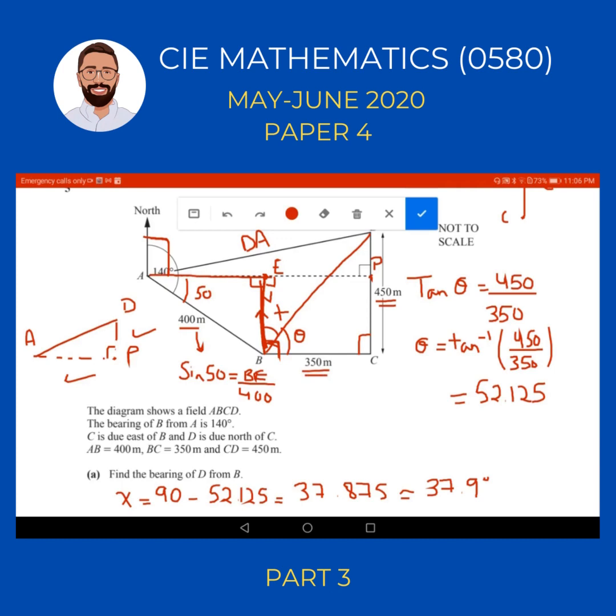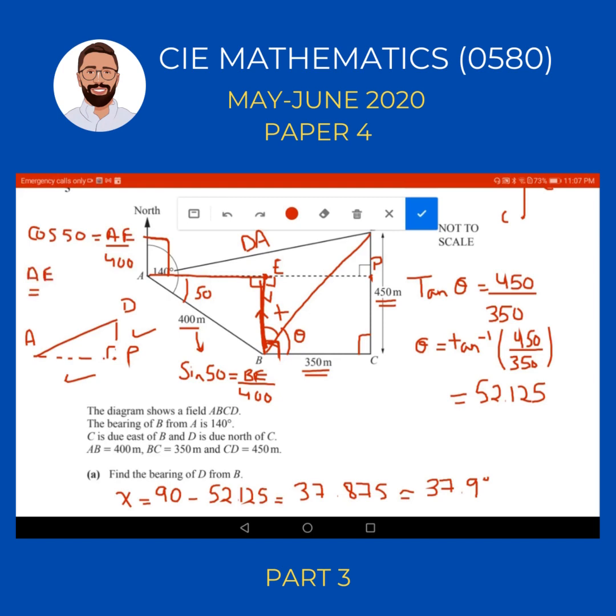Now, how can I find AP? Simply by using the trigonometric ratios, because I'm given the angle, which is 50, and the hypotenuse, which is 400. So I'm going to use the cosine ratio. So cosine 50 is the adjacent side, which is AE, over the hypotenuse, which is 400. So AE is cosine 50 times 400.